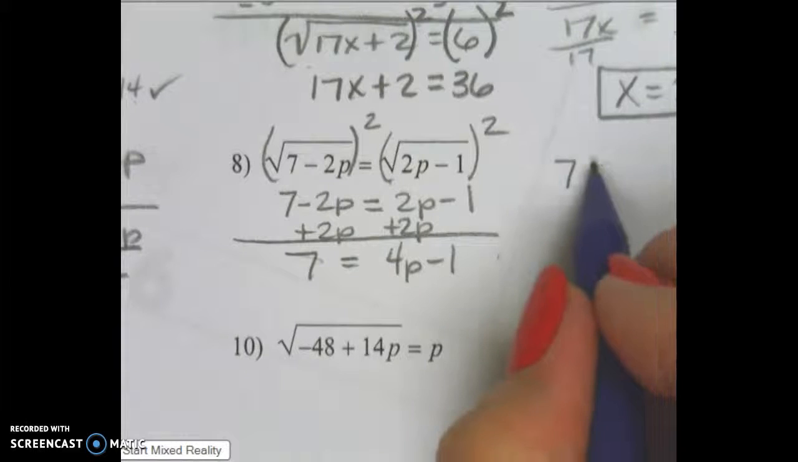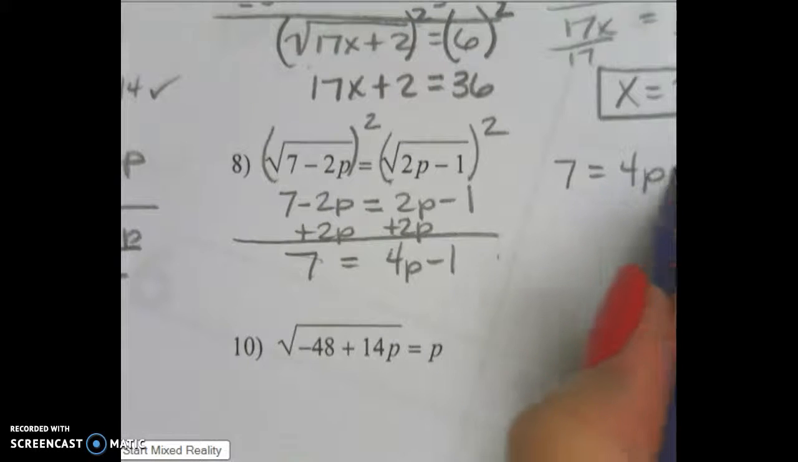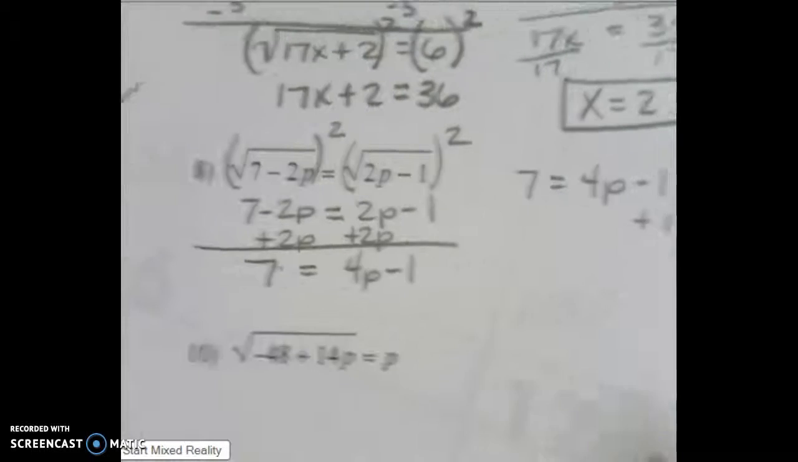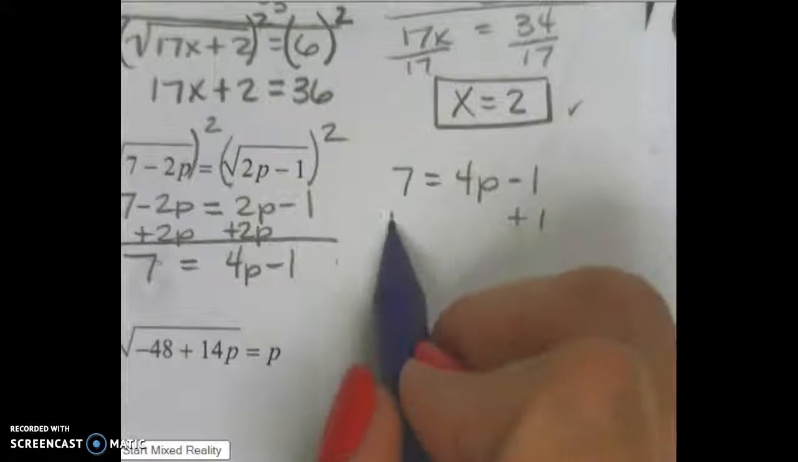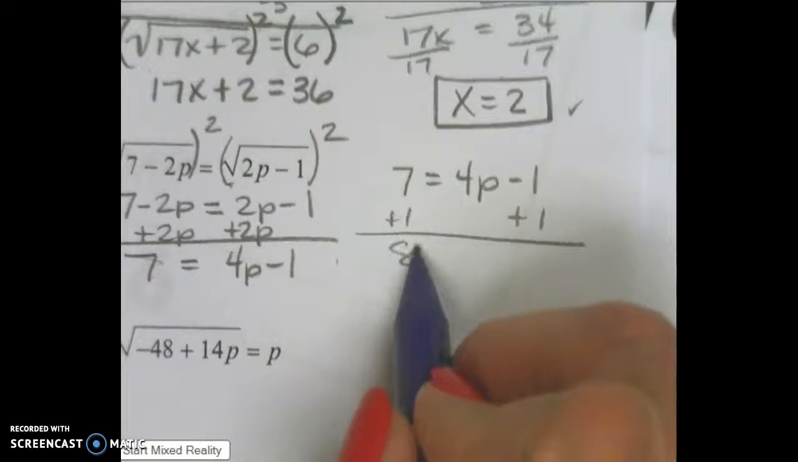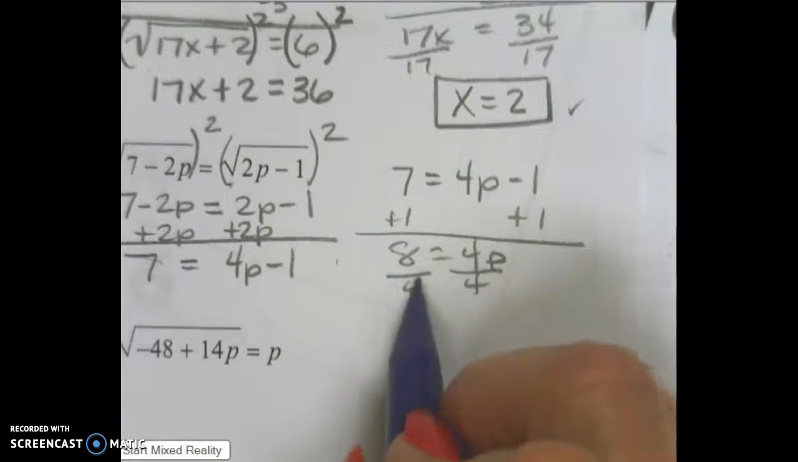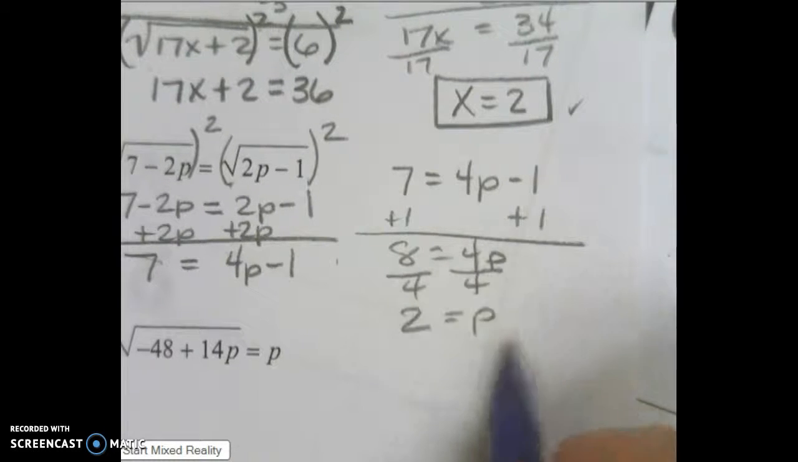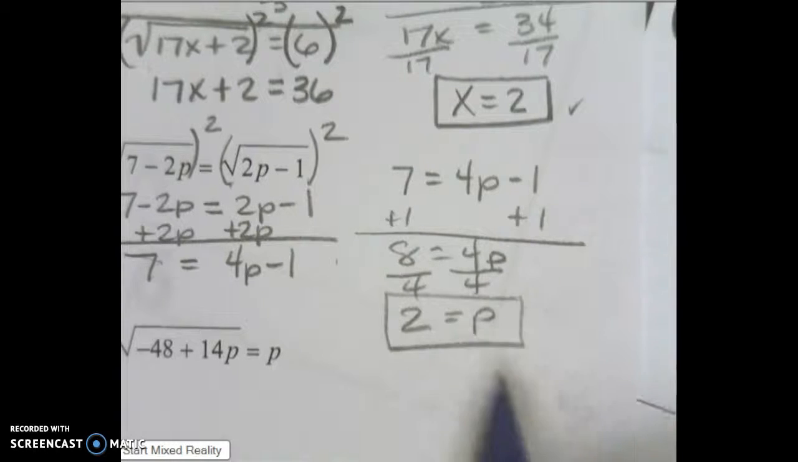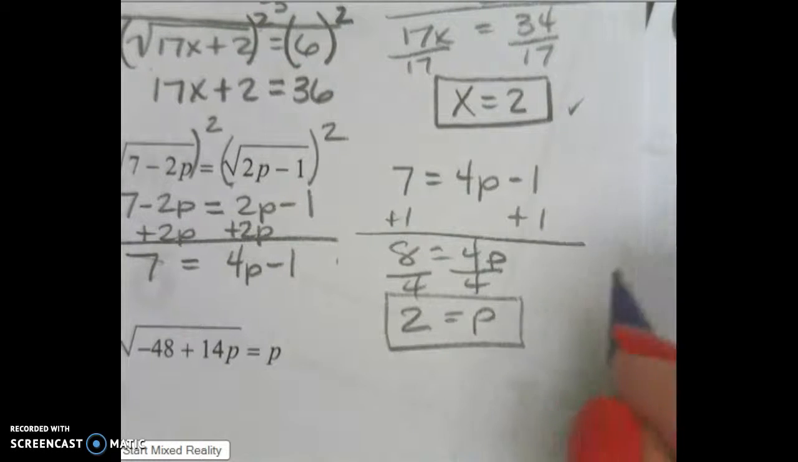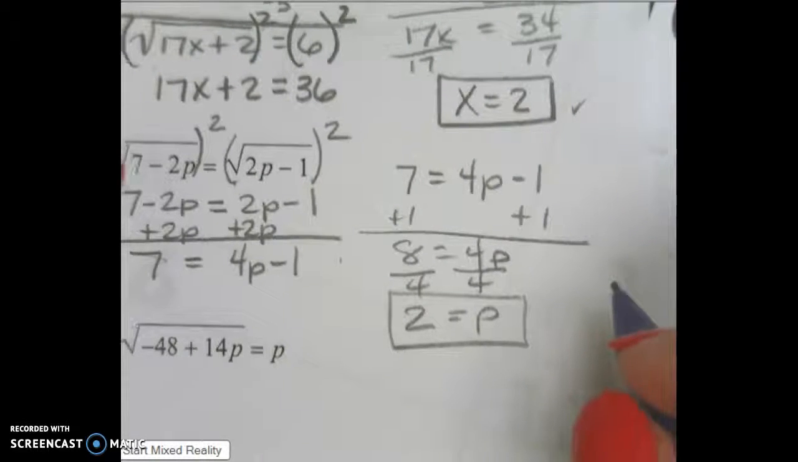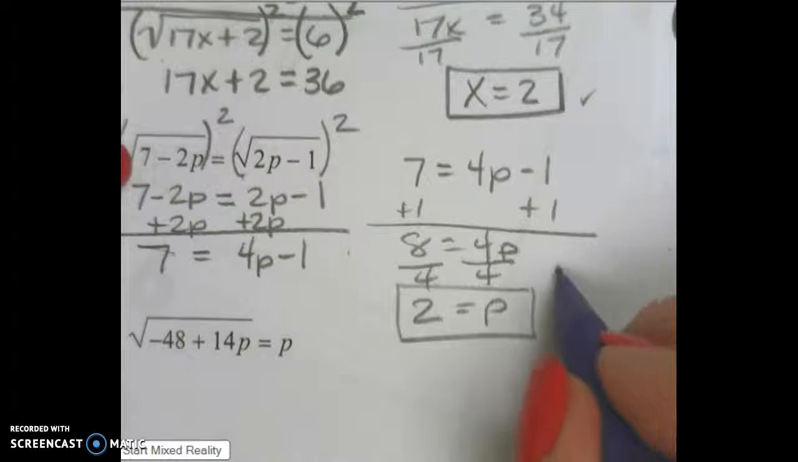Again, I need to continue solving that. So I'm going to add 1 to both sides. 8 is equal to 4p. Divide by 4, and p is 2. I plug that back into my problem. 7 minus 2 times 2. So 7 minus 4 is 3.